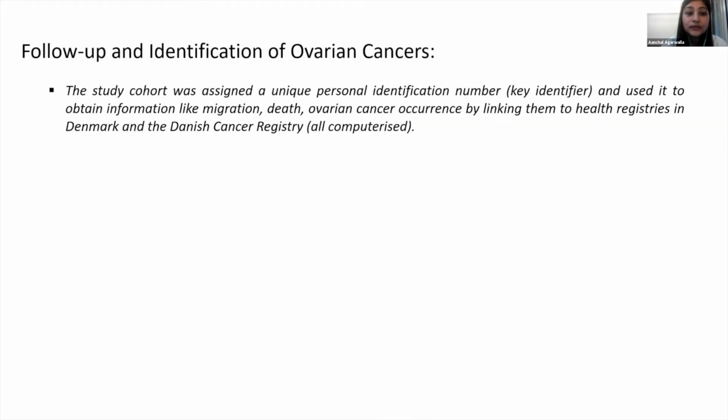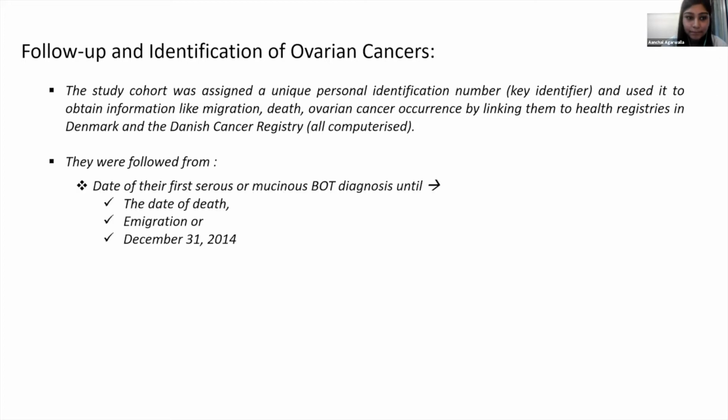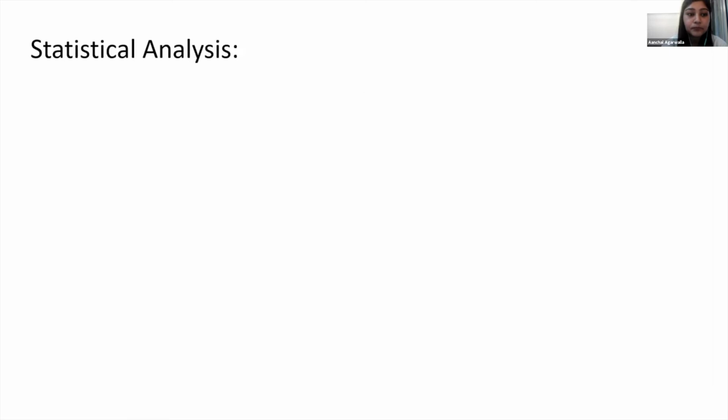The study cohort was assigned a unique personal identification number, which was the key identifier, and that was used to obtain information like migration, death, and ovarian cancer occurrence by linking them to the health registries in Denmark and the Danish cancer registries, and these were all computerized. They were then followed from the date of the first diagnosis until the date of death, emigration, or December 31, 2014, whichever appeared first.